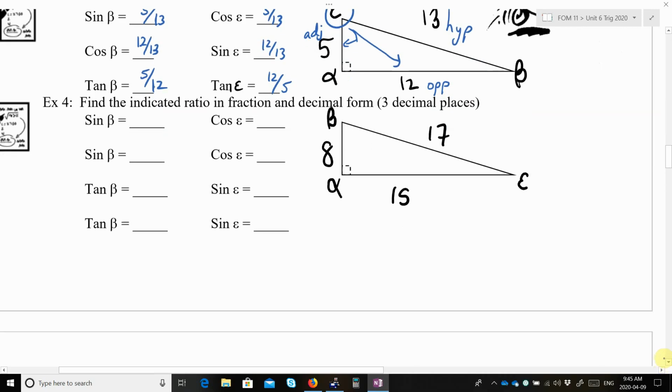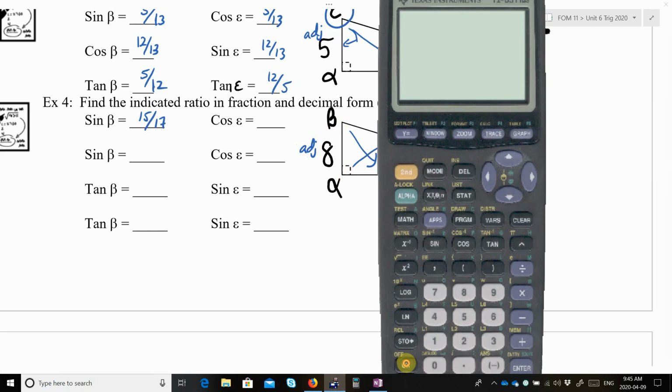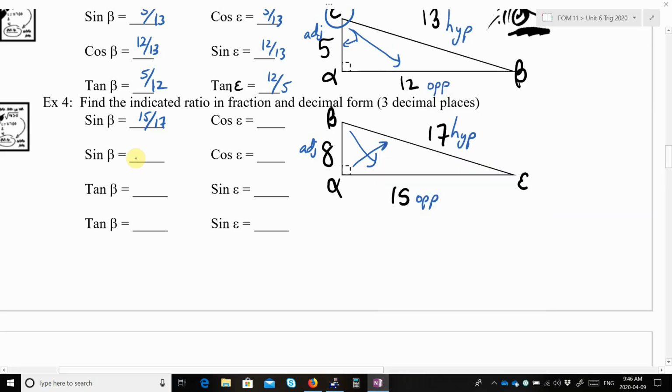All right, example 4, find the indicated ratio in fraction and decimal form. So first of all, if we're talking about beta, this is the opposite. This would be adjacent, and across from the 90 is the hypotenuse. So sine beta, sine is opposite over hypotenuse, so that would be 15 over 17. And let's do that in decimal form. Maybe to 3 decimals, 0.882.